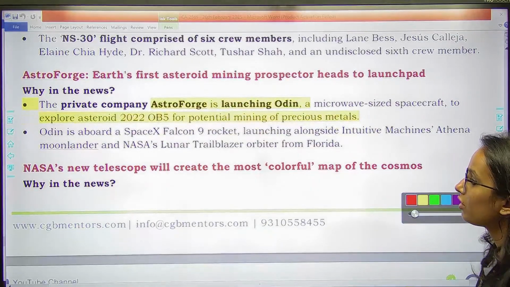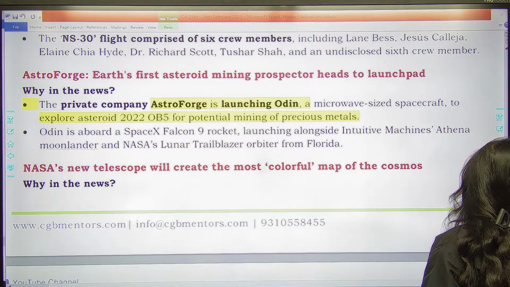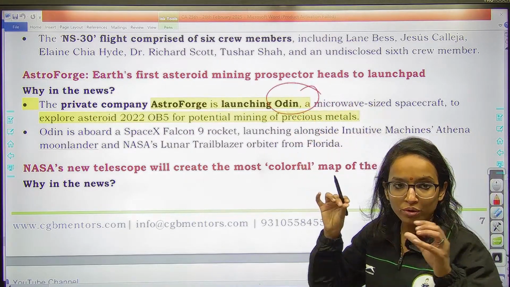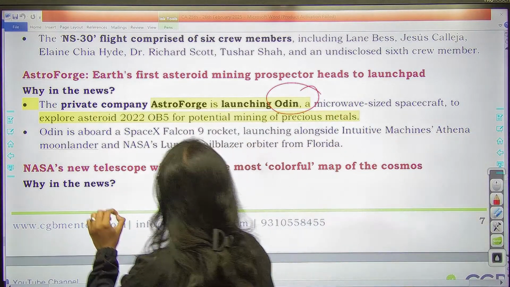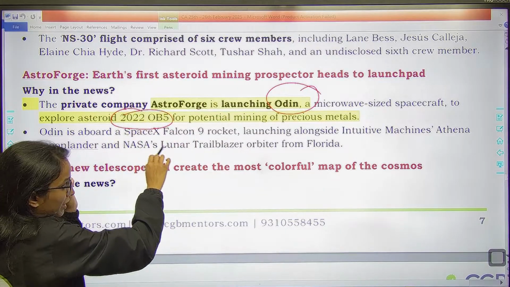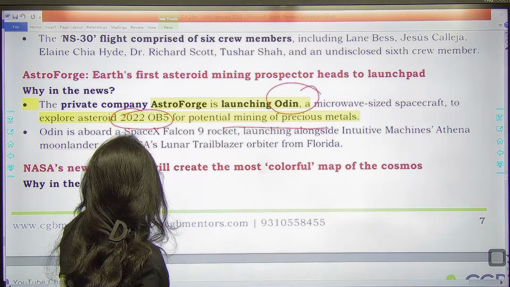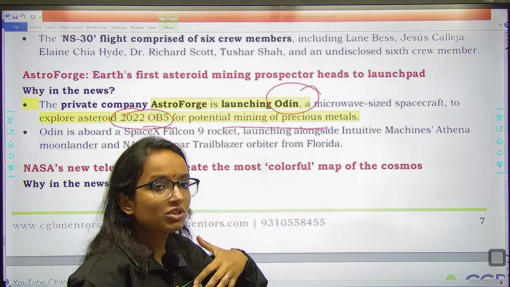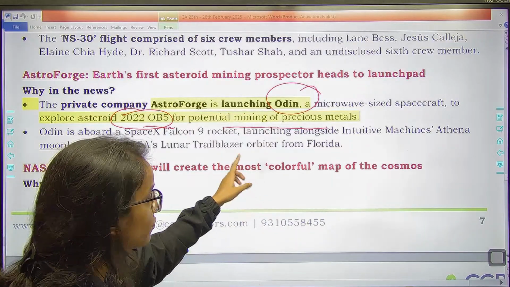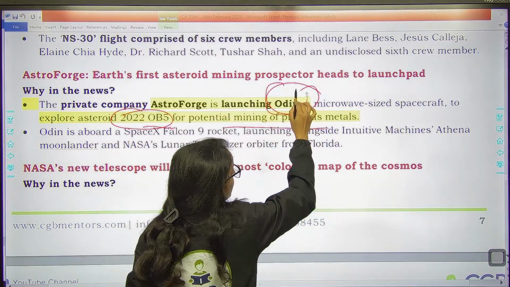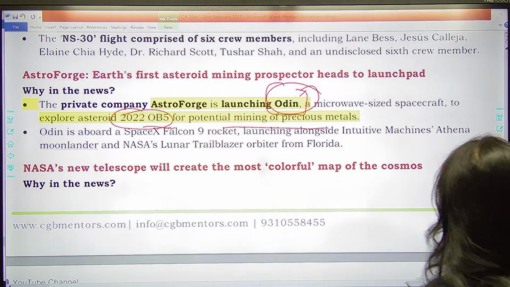Then next is your private company Astroforge is launching Odin. Odin is a microwave size spacecraft. What is Odin? A microwave sized spacecraft to explore asteroid 2022 OB5 for potential mining of precious metals. So they are saying that this asteroid 2022 OB5 has potential precious metals. So to mine them, they have launched this microwave size spacecraft. What is the name? Name is Odin. Remember which mission is it related to? Odin. Astroforge will be launching it.